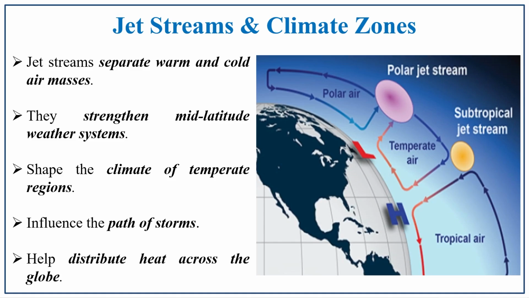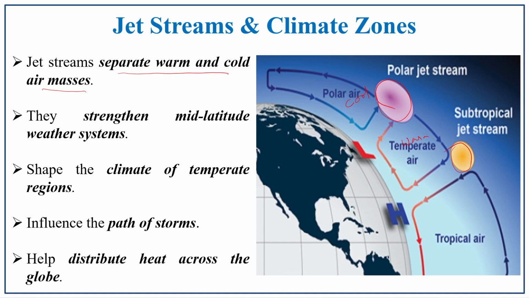The jet streams and climatic zones, that is, the jet streams separate the warm and cold air masses. It separates the two regions, because see here you have the cool air. Here you have the warm air. So here you have the separation by this jet stream. So the jet stream separates two different air masses. They strengthen the mid-latitude weather system. So the mid-latitude is a zone of mixing. Because of that, mixing has taken place because of these jet streams.